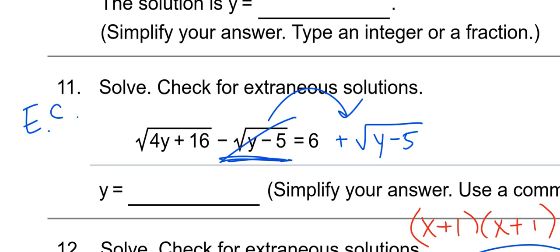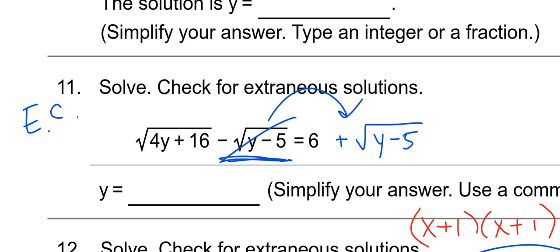Now, if I have to square this, what is 6 times, if I write this out twice, and I start drawing the arrows, or maybe I make a box, or whatever I like to do, 6 times 6 is easy, right? 36. Radical y minus 5 times radical y minus 5. That's just y minus 5. The problem is when you do your insides and outsides, you're left with a radical.